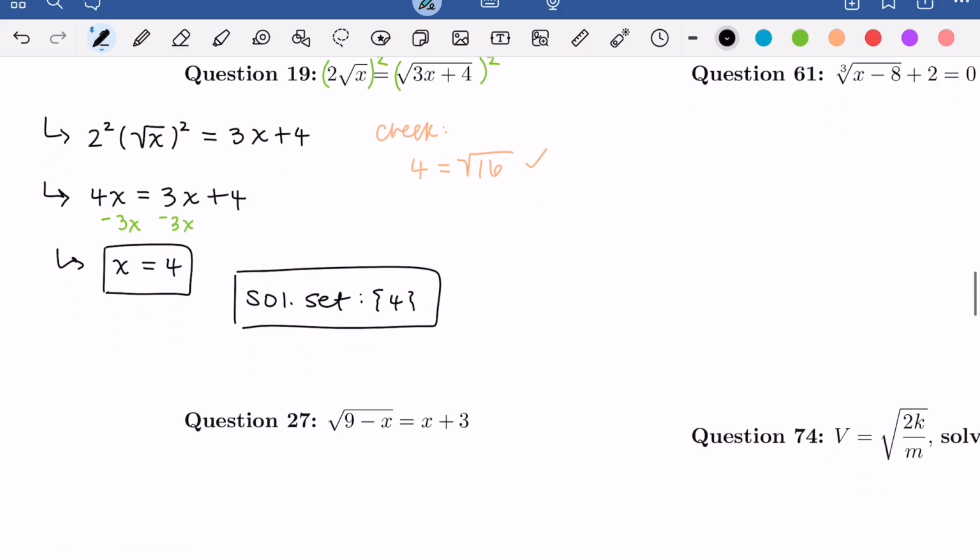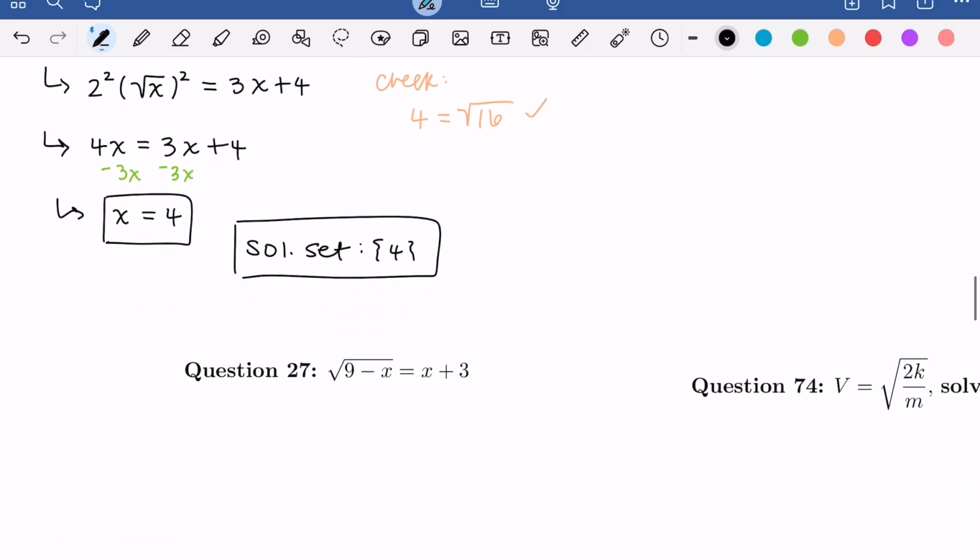All right, let's look at another example here, 27. Now in this case, we have our radical by itself on one side of our equation, so we can go ahead and square this right away. Whatever we do to one side, we have to do to the other, and this is where it gets a little tricky. So far, we've only been squaring single terms, but now we're going to be squaring a binomial.